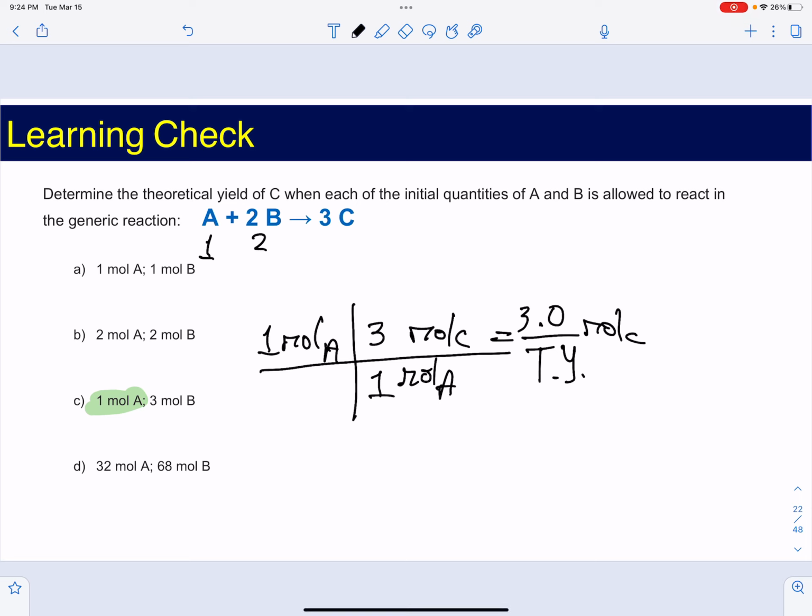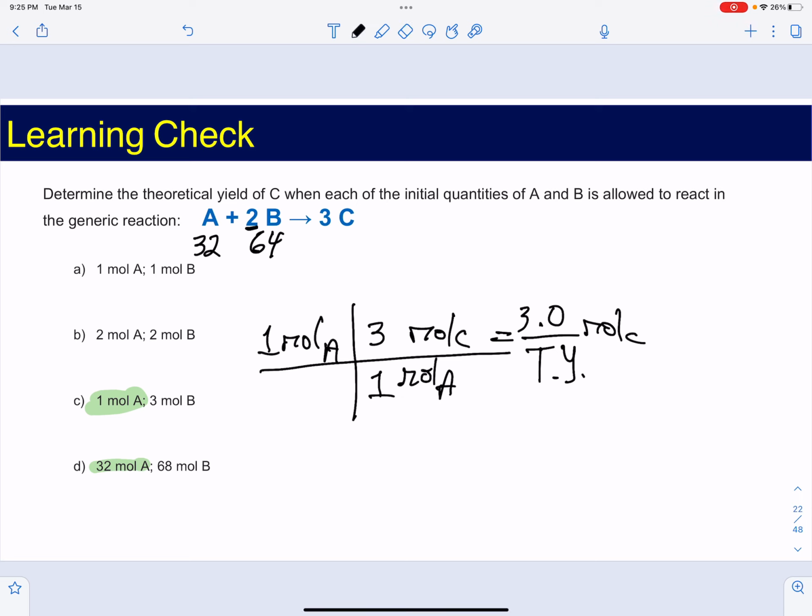And for the last one, once more, if I have 32 of these, I'm gonna need twice as much of B, so I'm gonna need 64. I have 68, so I have more than enough, so the other one has to be my limiting reactant.